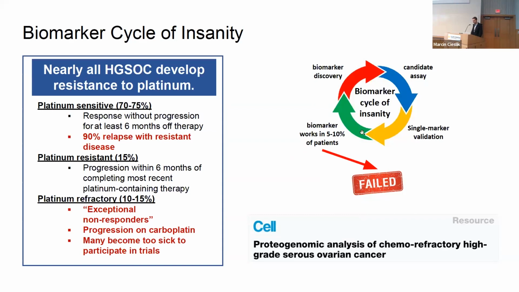One of the PIs on this grant called it the biomarker cycle of insanity. And she argued, Amanda, that the reason for that is that everybody all the time focuses just on one biomarker, tries to validate it, and nobody really looks at all of them at once and tries to pick the best combination of proteins or genes or transcripts that could help us.